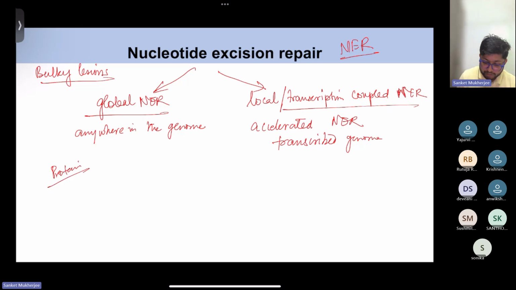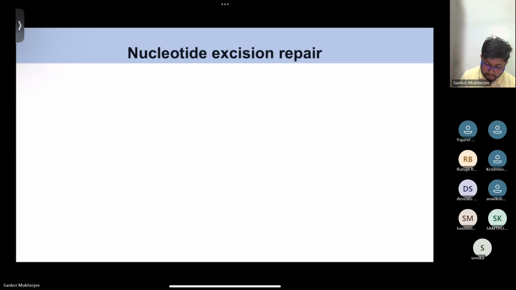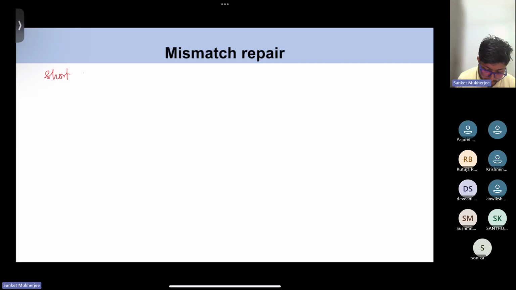After nucleotide excision repair, there is mismatch repair. Yeah, it's fine now. Mismatch repair is good for short insertions or deletions, which might happen in repetitive DNA sequences.